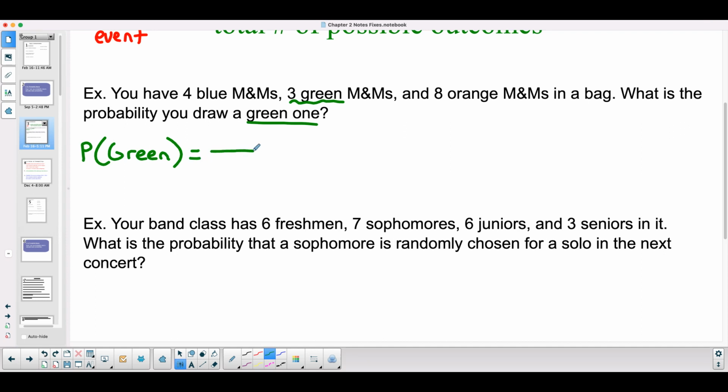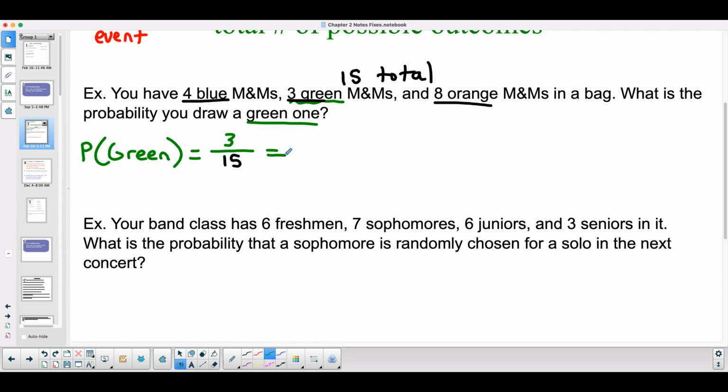The first thing we need is how many greens there are, and that's 3. The second thing we need is how many M&Ms there are. So 4 plus 3 plus 8. For this one, that would be 15. So there's 15 total M&Ms. That's the bottom of our fraction. 3 is the top because that's how many there are of the color that we want. So this right here, this 3 over 15, that's the one answer we would not accept.